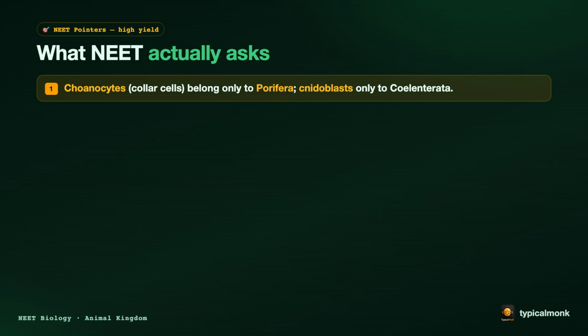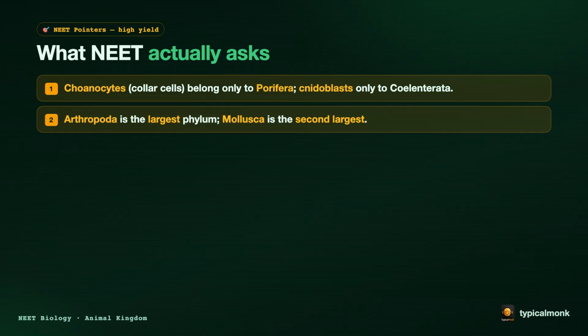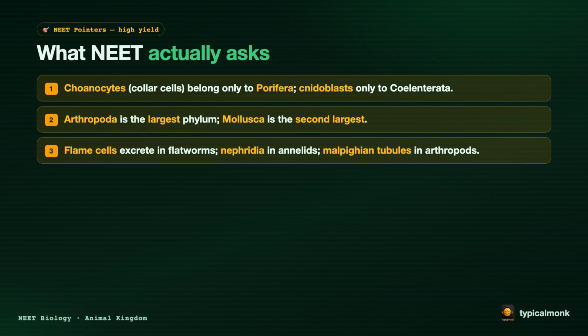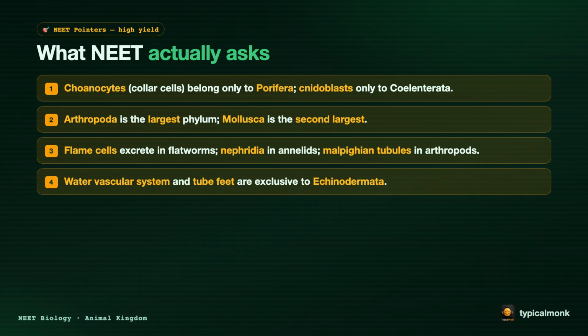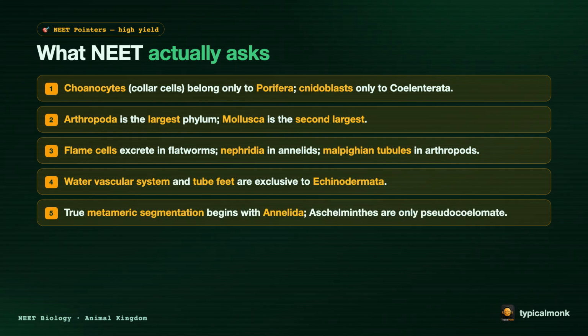Now the high-yield pointers. The facts NEET turns into questions. 1. Choanocytes, the collar cells, belong only to Porifera. Cnidoblasts only to Coelenterata. 2. Arthropoda is the largest phylum, and Mollusca is the second largest. 3. For excretion, flame cells in flatworms, nephridia in annelids and Malpighian tubules in arthropods. 4. The water vascular system and tube feet are exclusive to Echinodermata. 5. True metameric segmentation begins with Annelida, Aschelminthes are only pseudocoelomate.